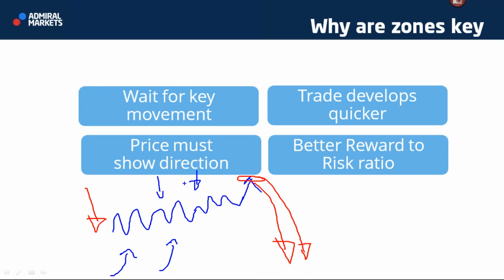The other advantage of waiting for price to hit a confluence zone, a decision zone, is because there's more weight attached to that level. So price is forced to show its direction.